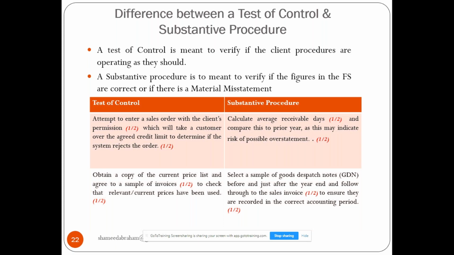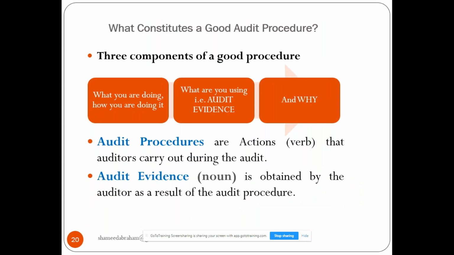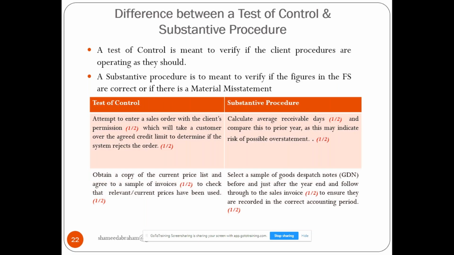The test of the control is really to tell me whether the controls are working as they should. But that will never tell me whether the cash figure is correct or not. A substantive procedure will tell me if the cash figure is correct or not. Whether the bank recs are signed is not going to tell me whether the cash figure is correct or not. However, if I were to say something like, obtain the year-end bank statement, that is a substantive procedure. What you're doing: I'm obtaining. What am I obtaining? I am obtaining audit evidence, being the bank statement, and why? If I were to say obtain the year-end bank statement and trace the ending balance to the cash book or the bank reconciliation, that is the reason. So I've now had the audit evidence being the bank statement, and I'm stating a reason.